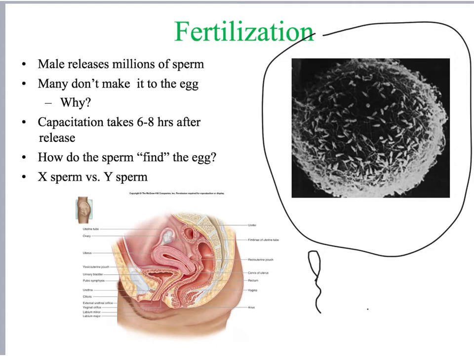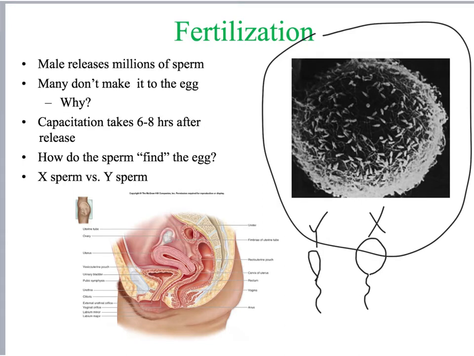An X sperm has sort of the same kind of tail, but the head is much bigger and it contains more cytoplasm. So here's the Y and here's the X. The X sperm are more resilient. They're larger and they're slower, but they have more cytoplasm. That makes them live a bit longer as compared to the Y sperm that live fast and die young.